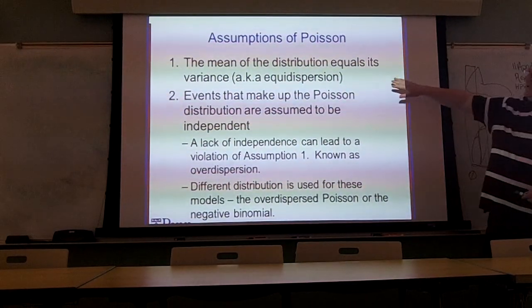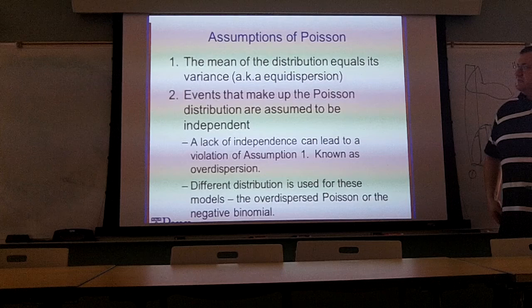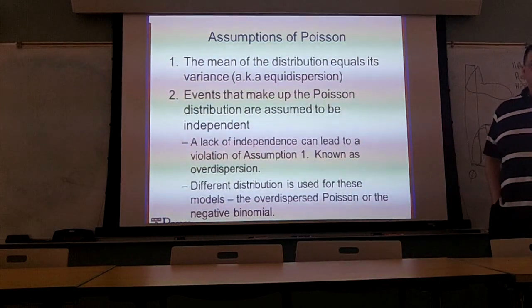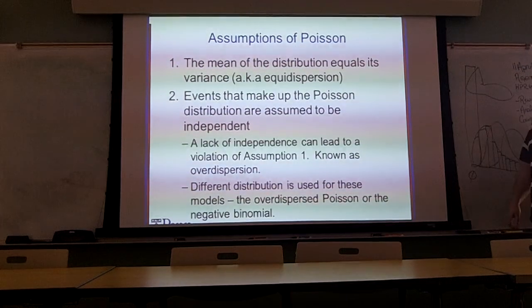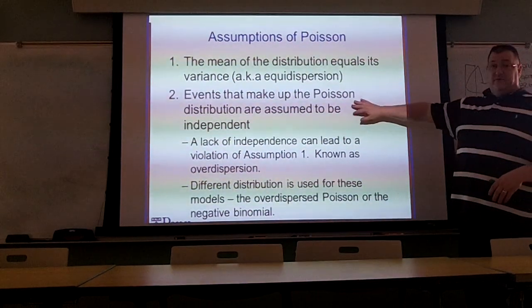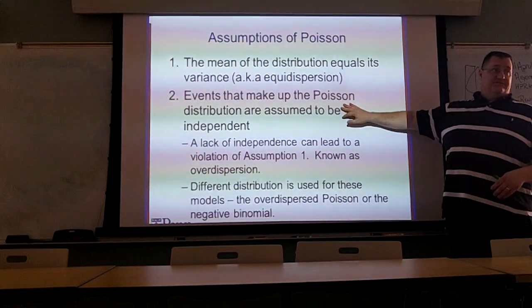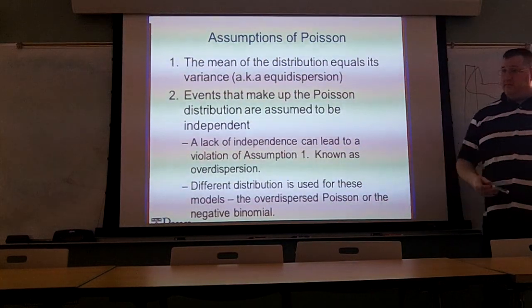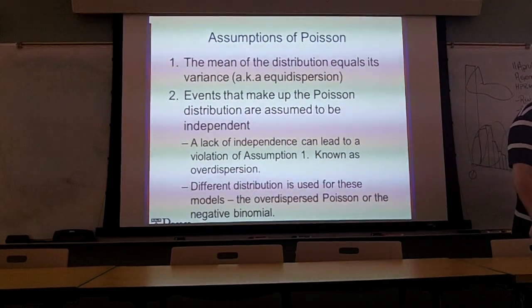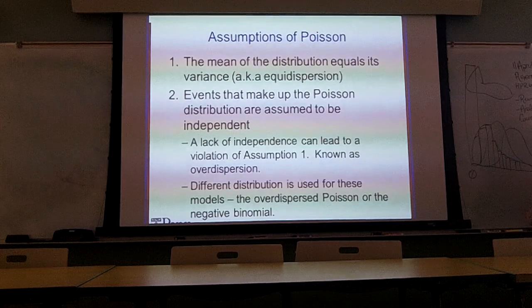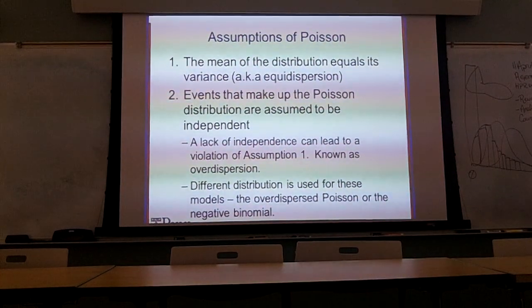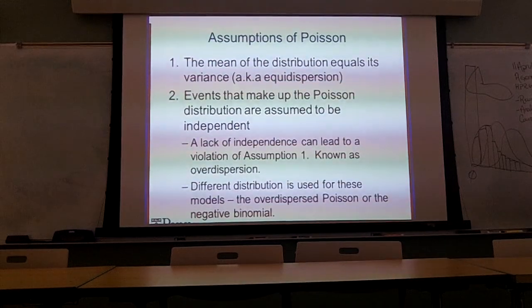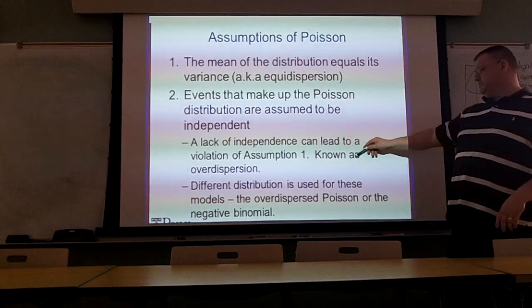So this is what we've been talking about here, that the mean equals the variance. This is also known as equidispersion. Same assumption as we had in all of our other models is that our observations are thought to be independent. That's a very important assumption. We talked about what overdispersion was.